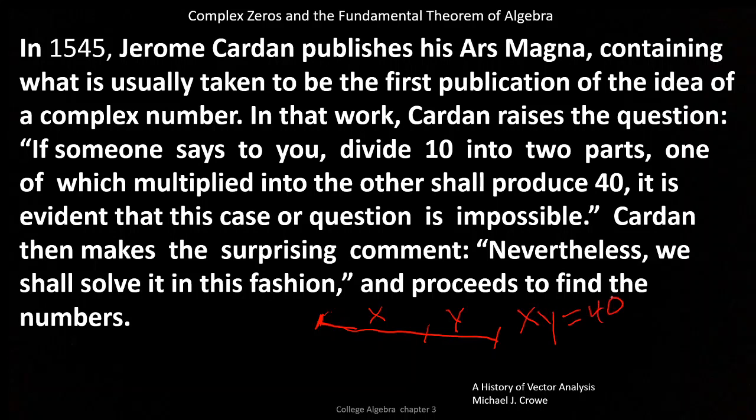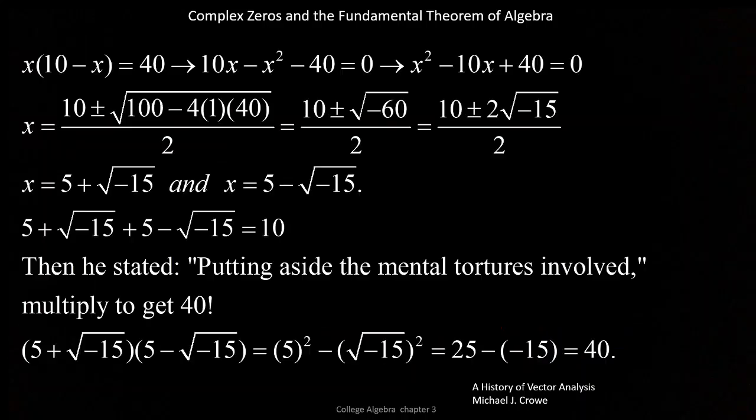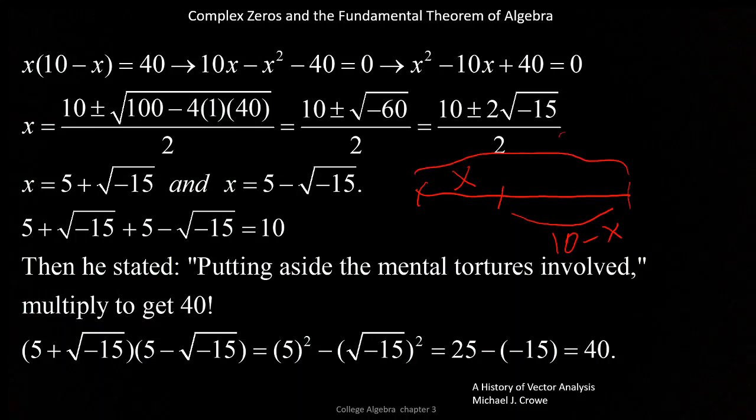And we know since the whole thing is 10, then x plus y equals 10. So basically we have two numbers that add to 10, but when they multiply, you get 40. Now he realized that there are no real numbers that actually satisfy this equation. So he did it this way. He said, okay, let one number be x, the other number would be 10 minus x, right? Because the whole rod is 10 and part of it is x, then the other part would be 10 minus x.